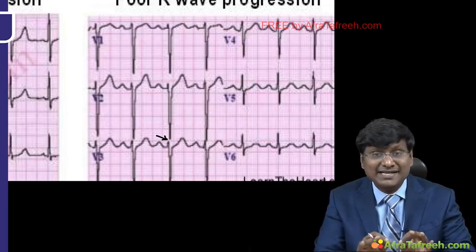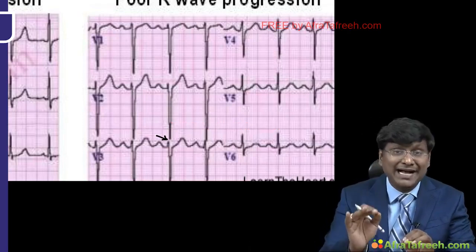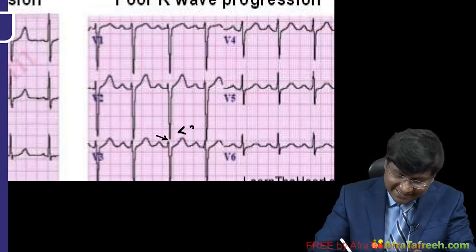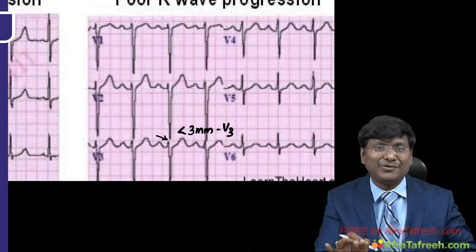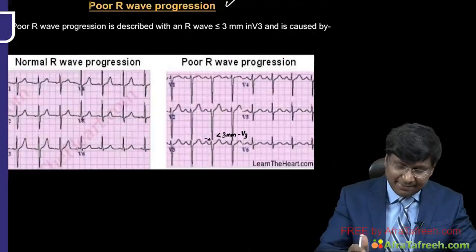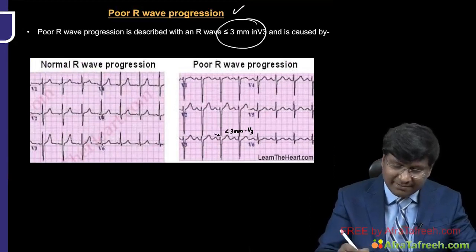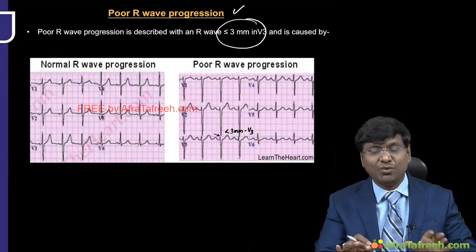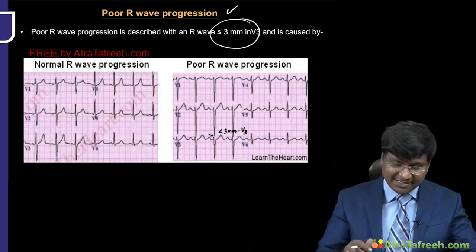And the criteria for poor R wave progression is when the amplitude of the R wave is less than 3 mm in lead V3, that is considered as poor R wave progression. Okay, so the amplitude of the R wave in V3 should be less than or equal to 3 mm, that is called poor R wave progression. Now, what are the conditions where you will have poor R wave progression and what will be the clinical scenarios?